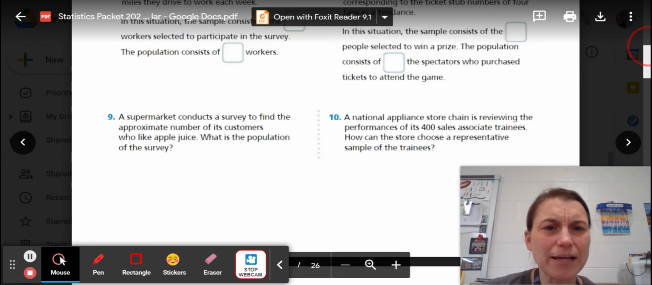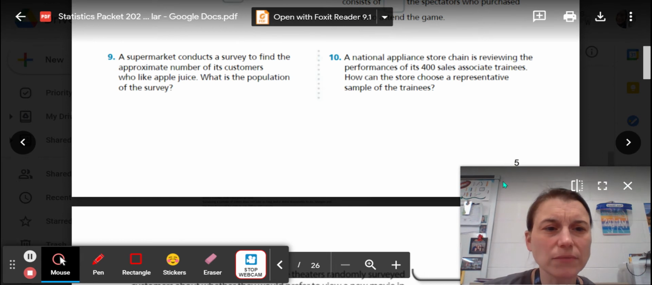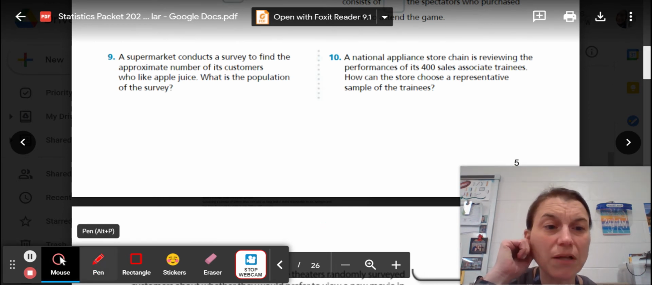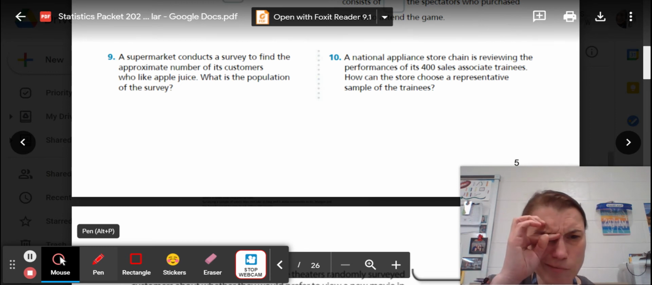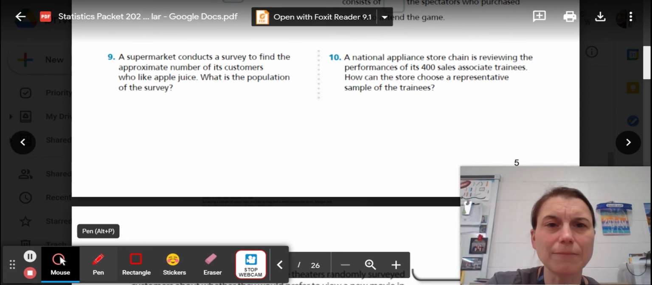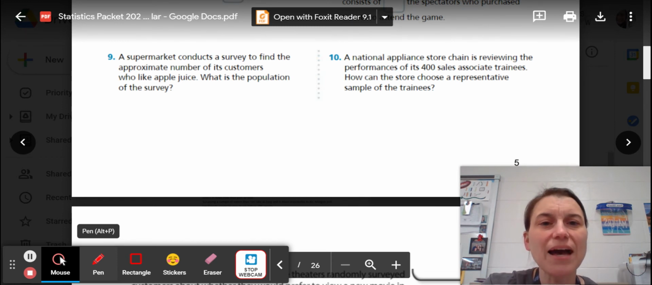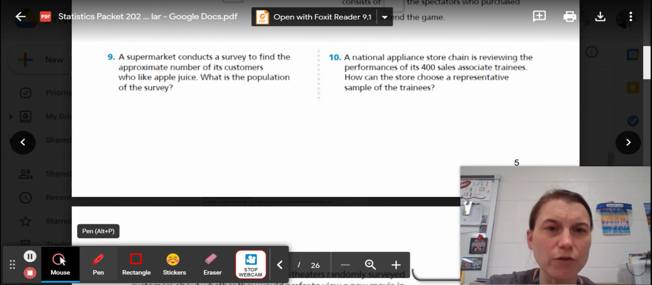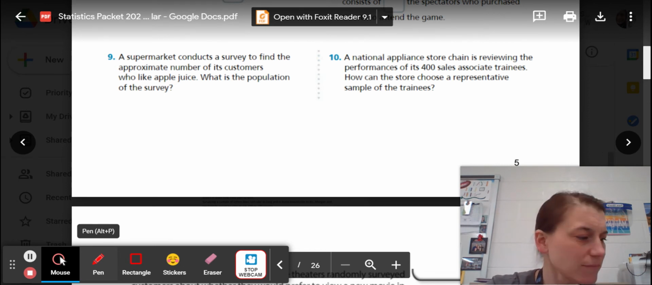I also want to talk about number 10. Number 10 says, a national appliance store chain, they sell stoves and dishwashers and things like that, is reviewing the performances of 400 sales associates, their trainees. How can the store choose a representative sample of the trainees? They just want to get an idea of how things are going, and they don't want to evaluate all 400.